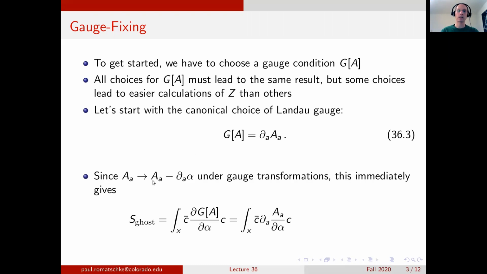And since the gauge transformation takes the gauge field A to A minus the derivative of the gauge function alpha, this immediately gives us the explicit form of the ghost action, which is the integral over C bar C times the derivative of G. Since G is the derivative of A, we have one derivative of A and the derivative of A with respect to the gauge parameter. That gives us minus the Laplacian of alpha, which we can bring over to the other C. So we end up with an expression that looks like a kinetic term for the ghost fields C bar and C.